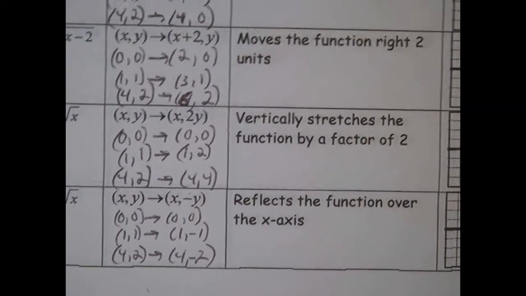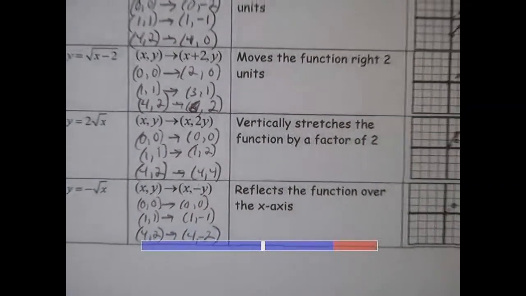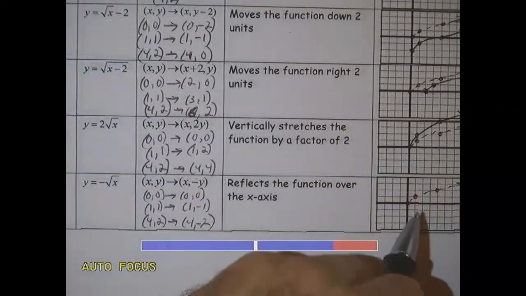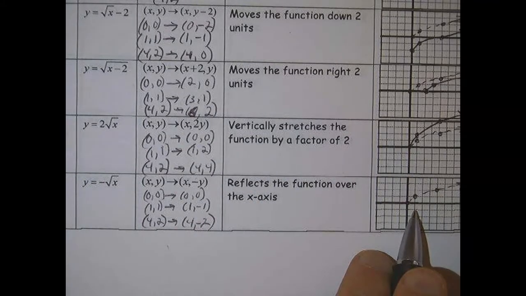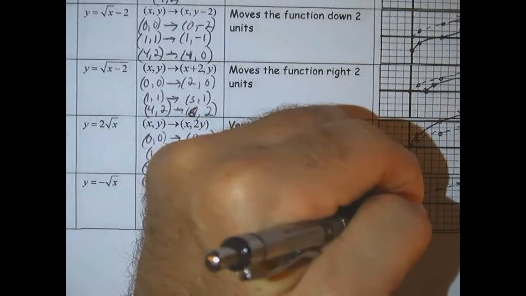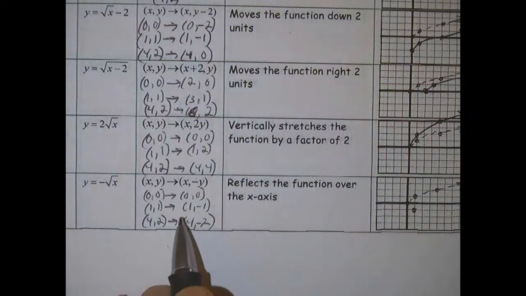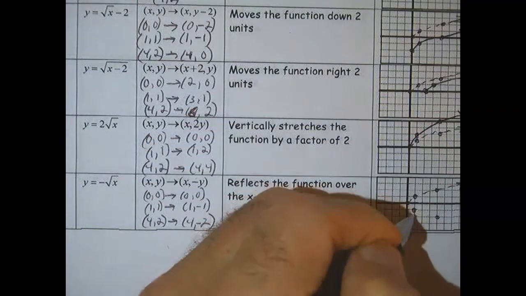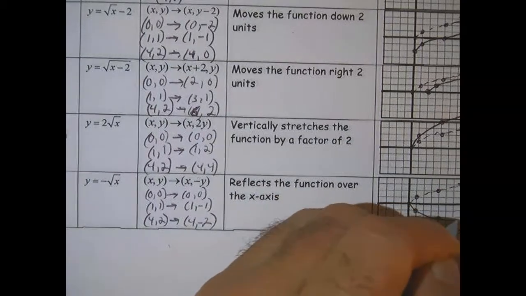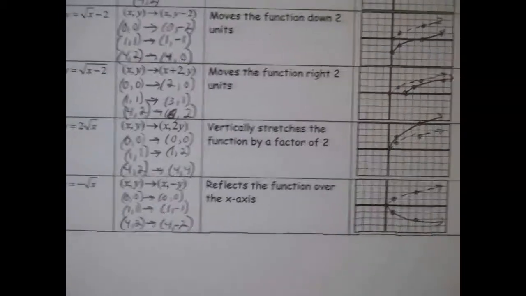And if we plot those points, we get the 0 doesn't change, the 1, negative 1 comes down here, the 4, negative 2 comes down here, and we end up with a vertically reflected graph. And now it looks like a parabola.